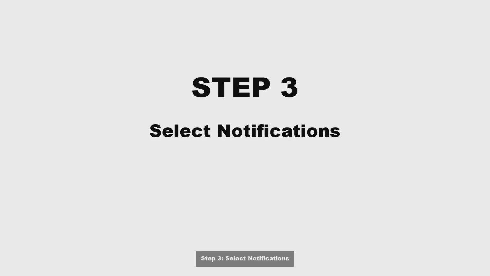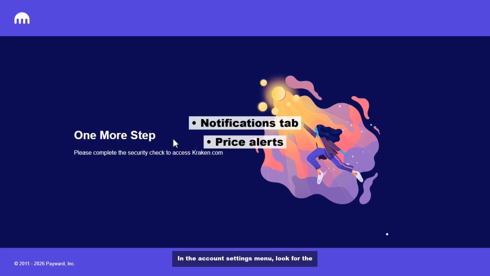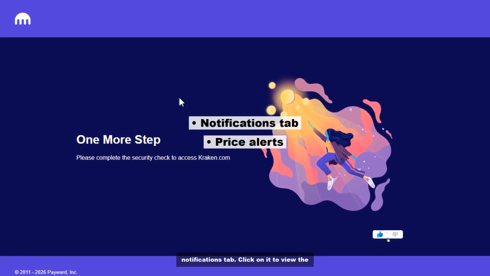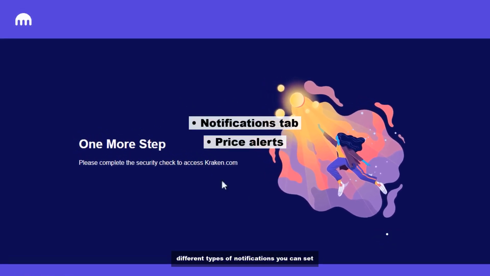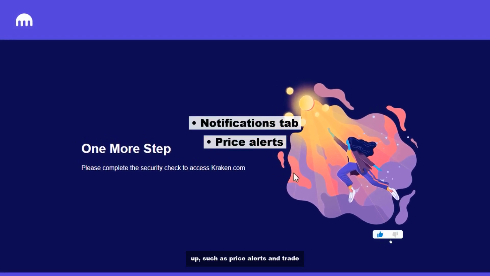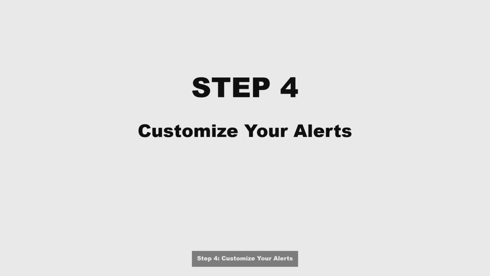Step 3. Select notifications. In the account settings menu, look for the notifications tab. Click on it to view the different types of notifications you can set up, such as price alerts and trade confirmations.